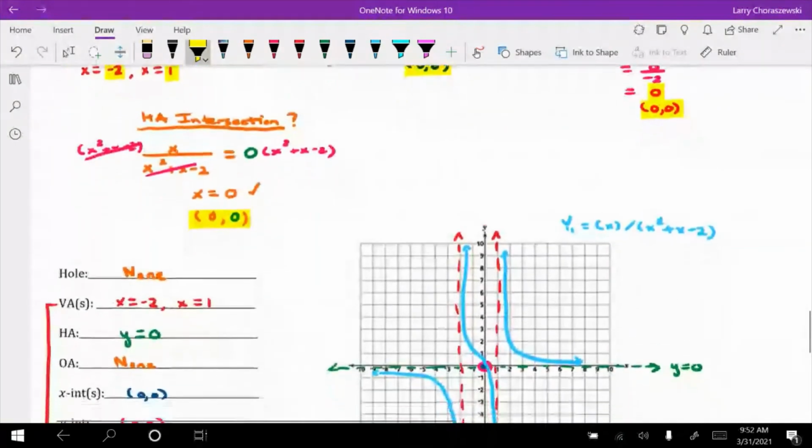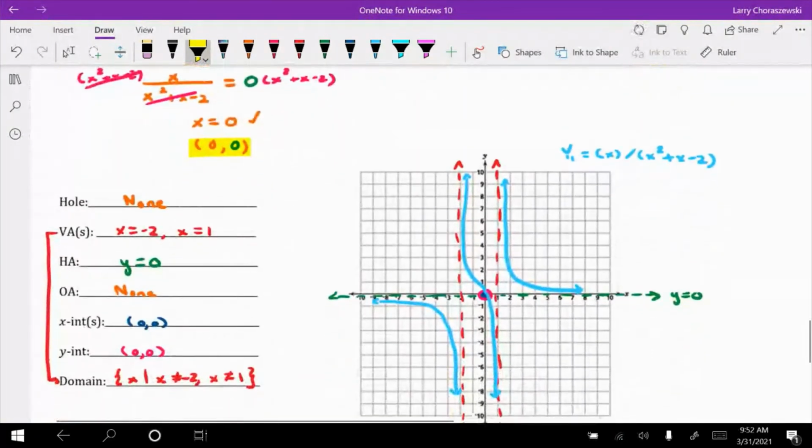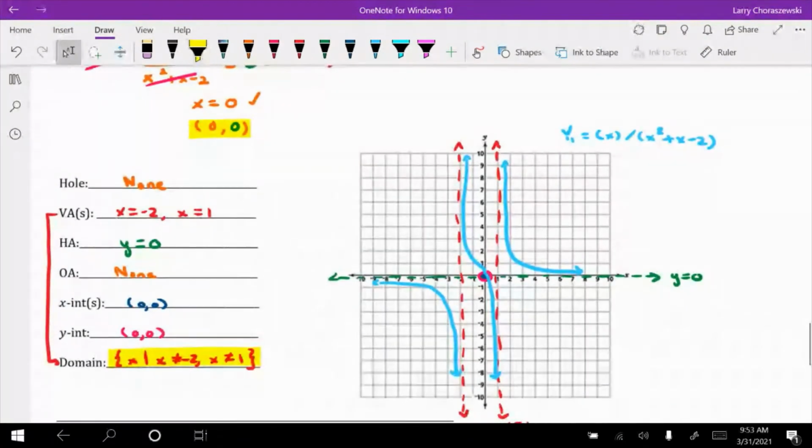And all of this information, with the exception of the intersection of the HA, is cataloged on this list over to the left. One thing I want to point out is just remember that the vertical asymptotes give way to the domain. Okay, so -2 and 1 are good for finding VAs, however, they're bad for the domain. So I exclude them at the very bottom. And this is all the information translated into the coordinate plane.